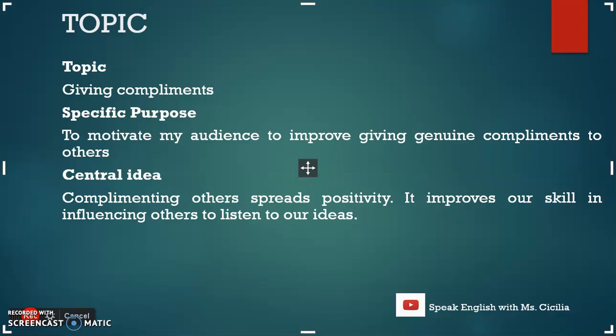In the example here, I choose giving compliments as my topic. This is interesting. I've got many stories about it in my work as a teacher, and I'm going to share that with my audience.